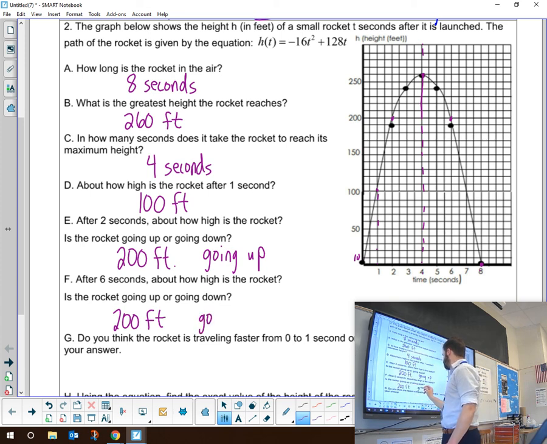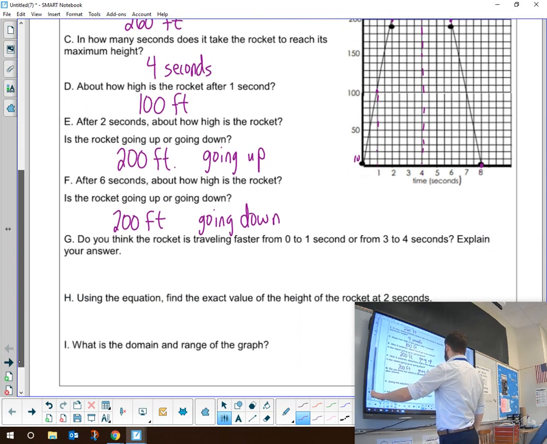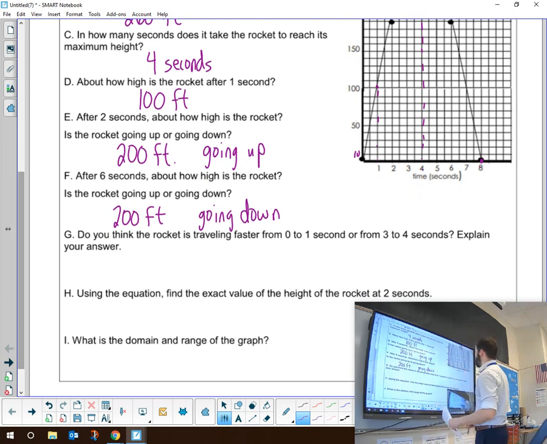This time, it is going down. All right, so we're just interpreting this graph. Okay, letter G. Do you think the rocket is traveling faster from 0 to 1 seconds or from 3 to 4 seconds?